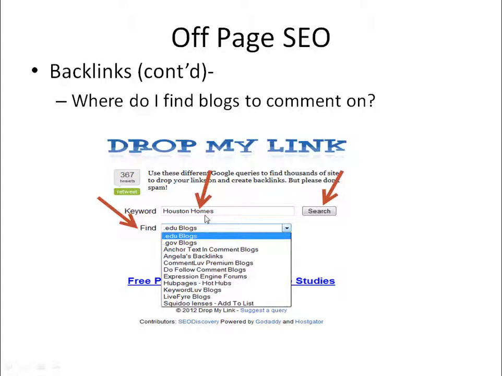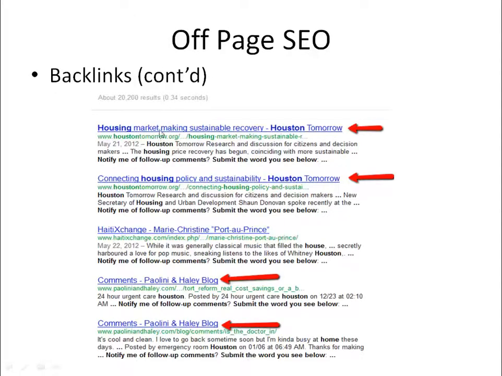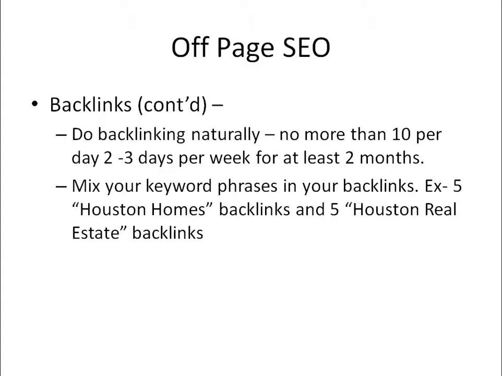So you enter your keyword phrase there, select the actual type of blog that you want to post a comment on, click search, and what happens is you'll get results like this, or actual Google results, and you can click on those actual results there, make a comment on those blogs, and click post, and you've just made a backlink to your website by a blog comment.